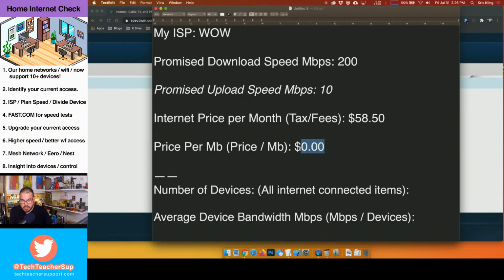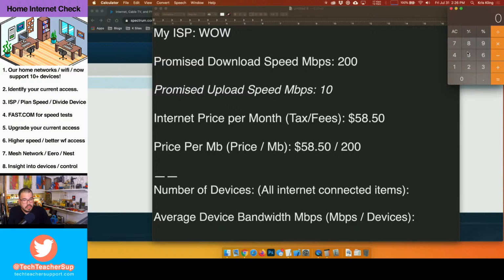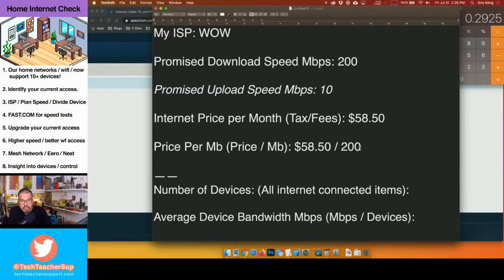So again, that would be 58.50 divided by your megabits. All right, let's bring up our calculator here. So we have 58.50 divided by 200. You're paying about 30 cents per megabit, right? So if you took 200 megabits times 30 cents, you'd be paying 58.50.